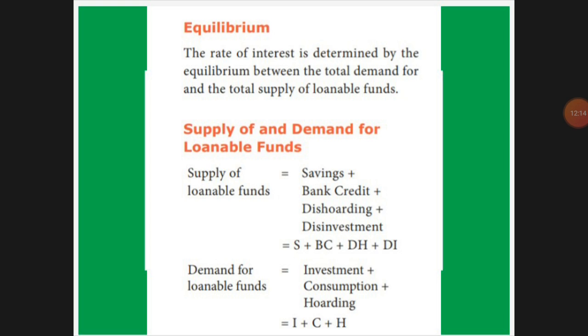So for this supply, the supply of loanable funds is savings plus bank credit plus dishoarding and disinvestment: S plus BC plus DH plus DI. Next is the demand for loanable funds: investment plus consumption plus hoarding, I plus C plus H. So this can be shown using the diagram.